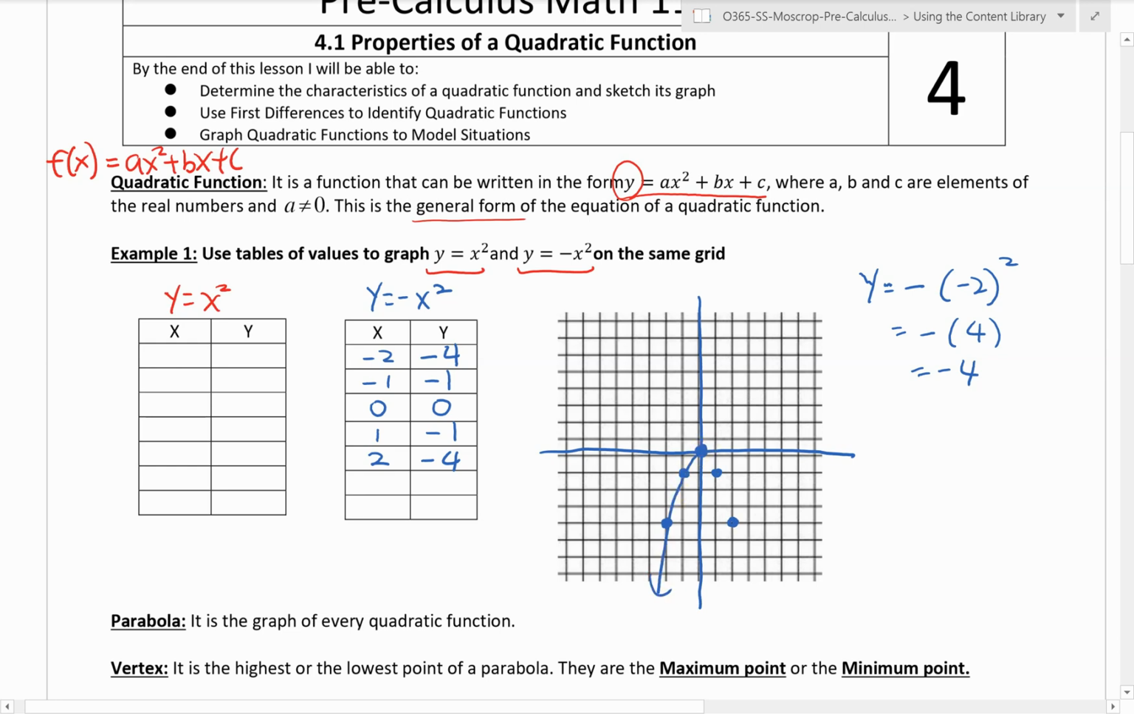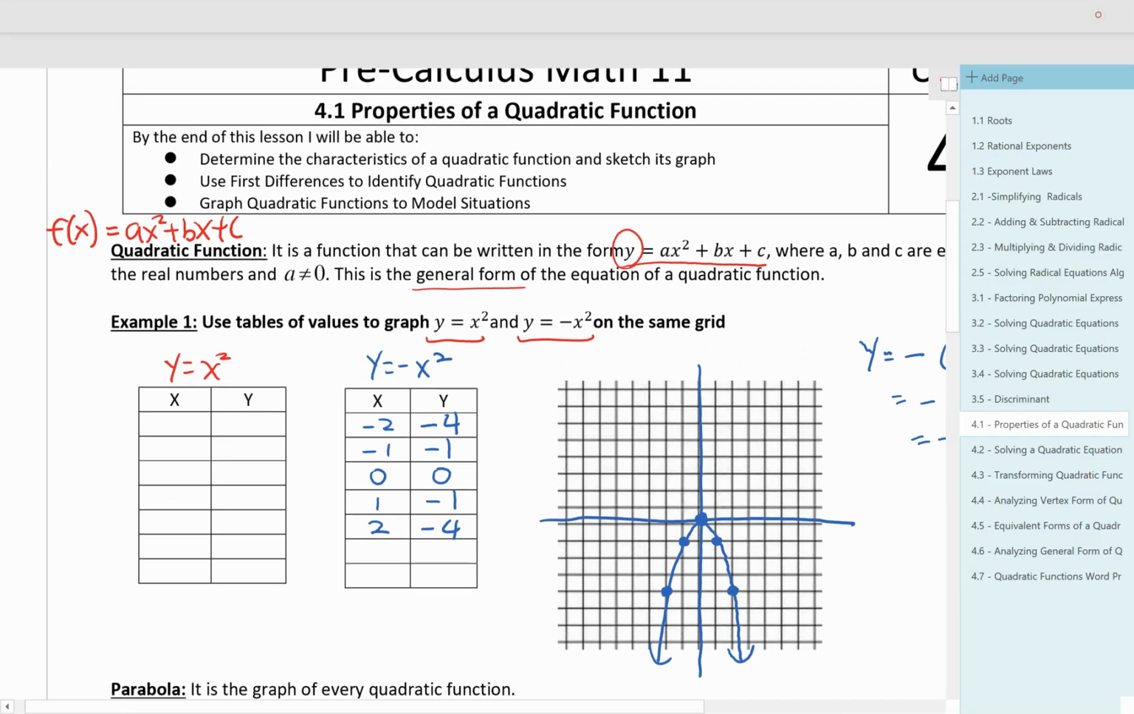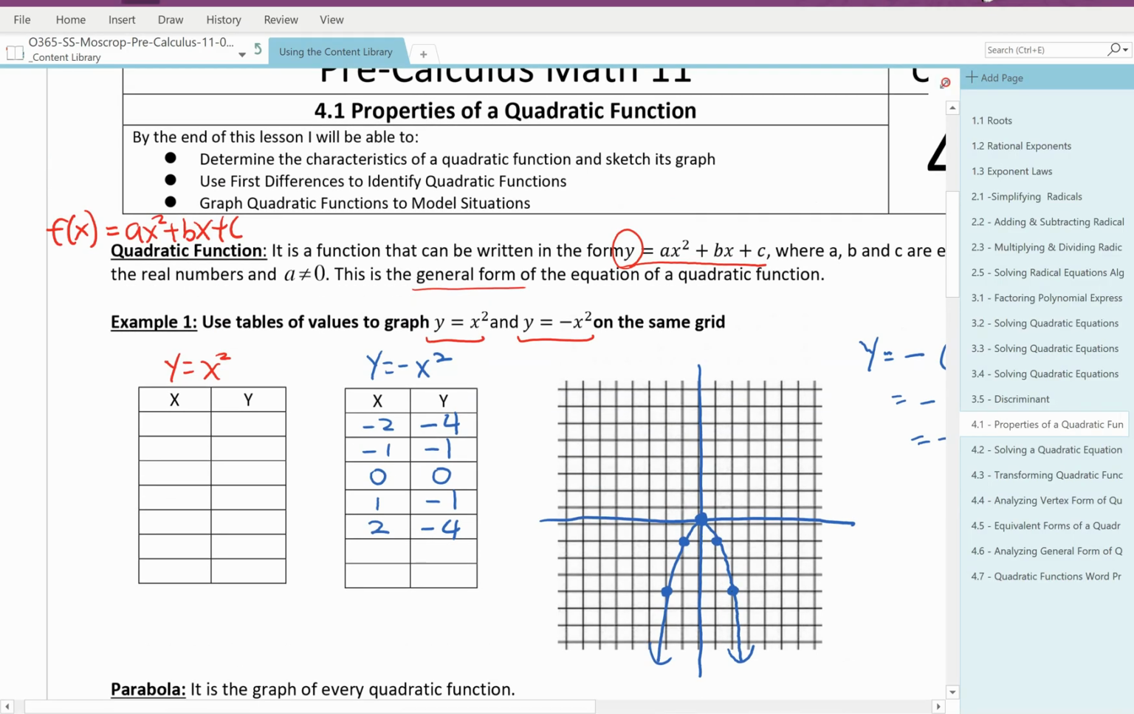It's not going to be a straight line like the graph we've seen for linear functions. Okay, so this is a curve. It looks something like this. Okay, it's a curve. It's almost like a U shape. Yeah, almost looks like a U shape. Okay, that's the negative x squared graph.